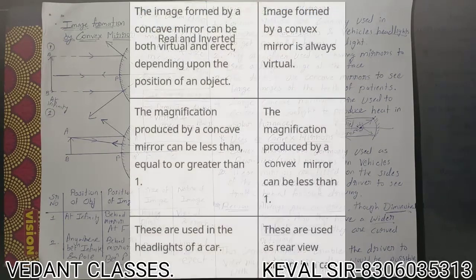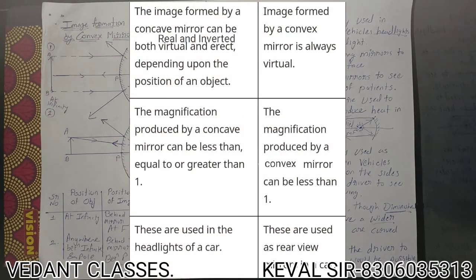In the fourth point, you can see that concave mirror forms real and inverted images as well as virtual and erect images. So it depends on the position at which you place the object. That's what we have seen in this lecture, the image formations. In the case of convex mirror, you noted that it always forms a virtual and erect image. So concave mirror can form both real and inverted as well as virtual and erect images, but convex mirror forms only virtual and erect images.